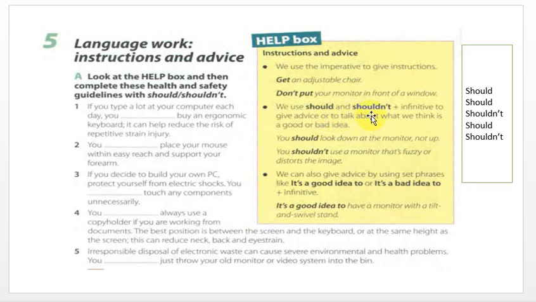We use should and shouldn't plus infinitive to give advice. One is instruction and the other is advice. Advice is something different from instruction. For example, you should work hard in order to get the first position in the class. That is a kind of advice. You should study your lesson and get a good job to earn money. This is a kind of advice. If you want to earn money, you should work hard.